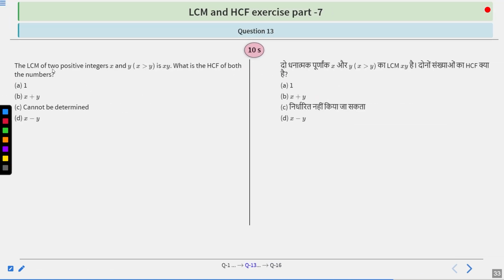The LCM of two positive integers x and y, where x is greater than y, is xy. What is the HCF of both the numbers? And options are 1, x plus y, cannot be determined, or option number D is x minus y.